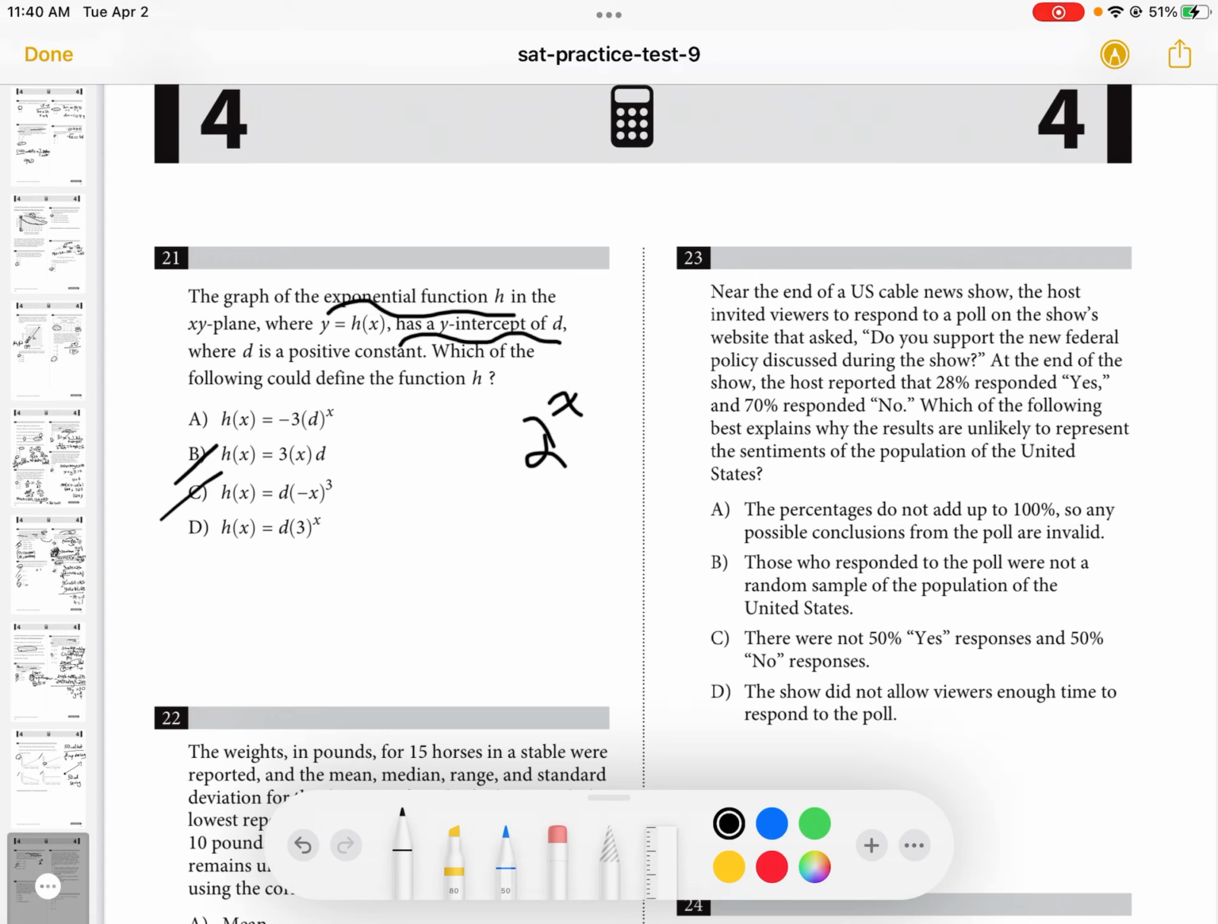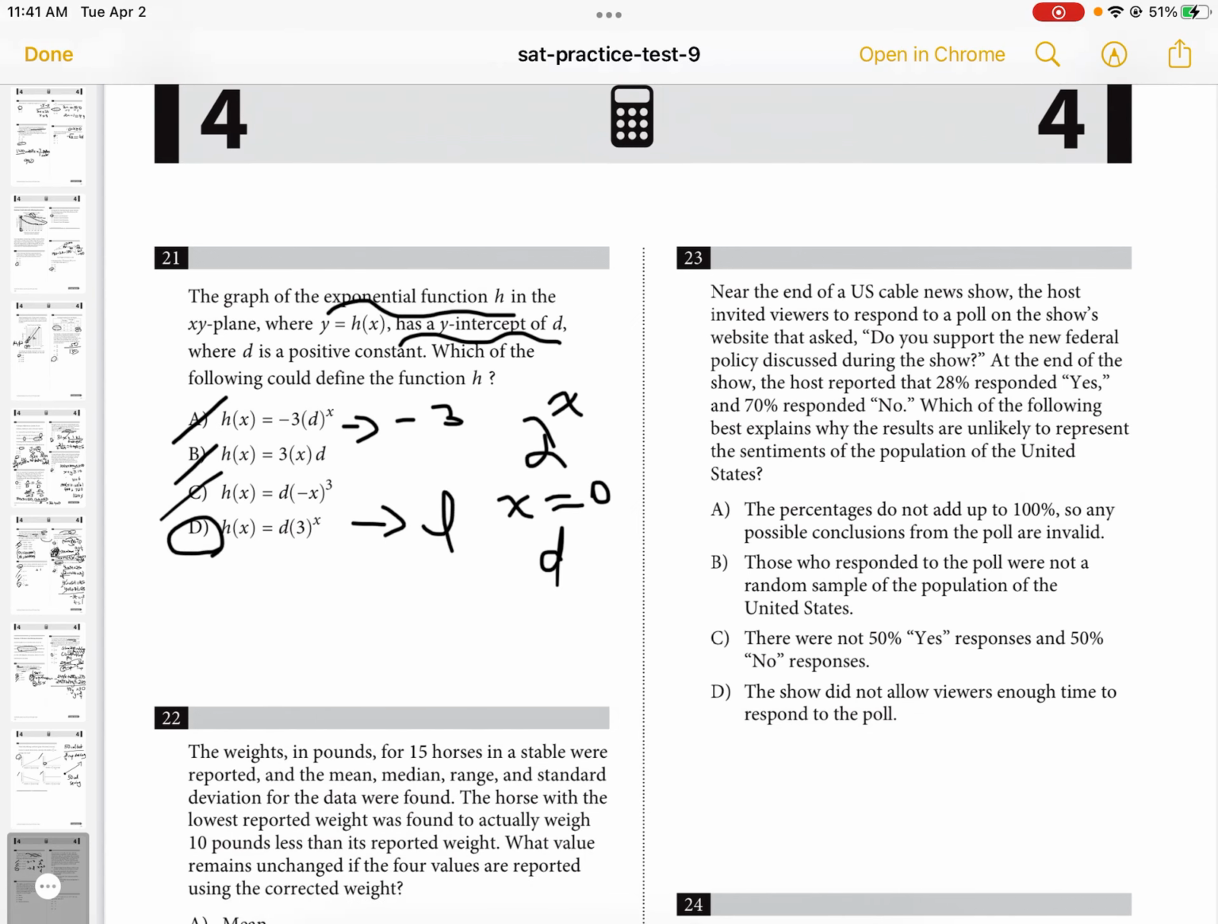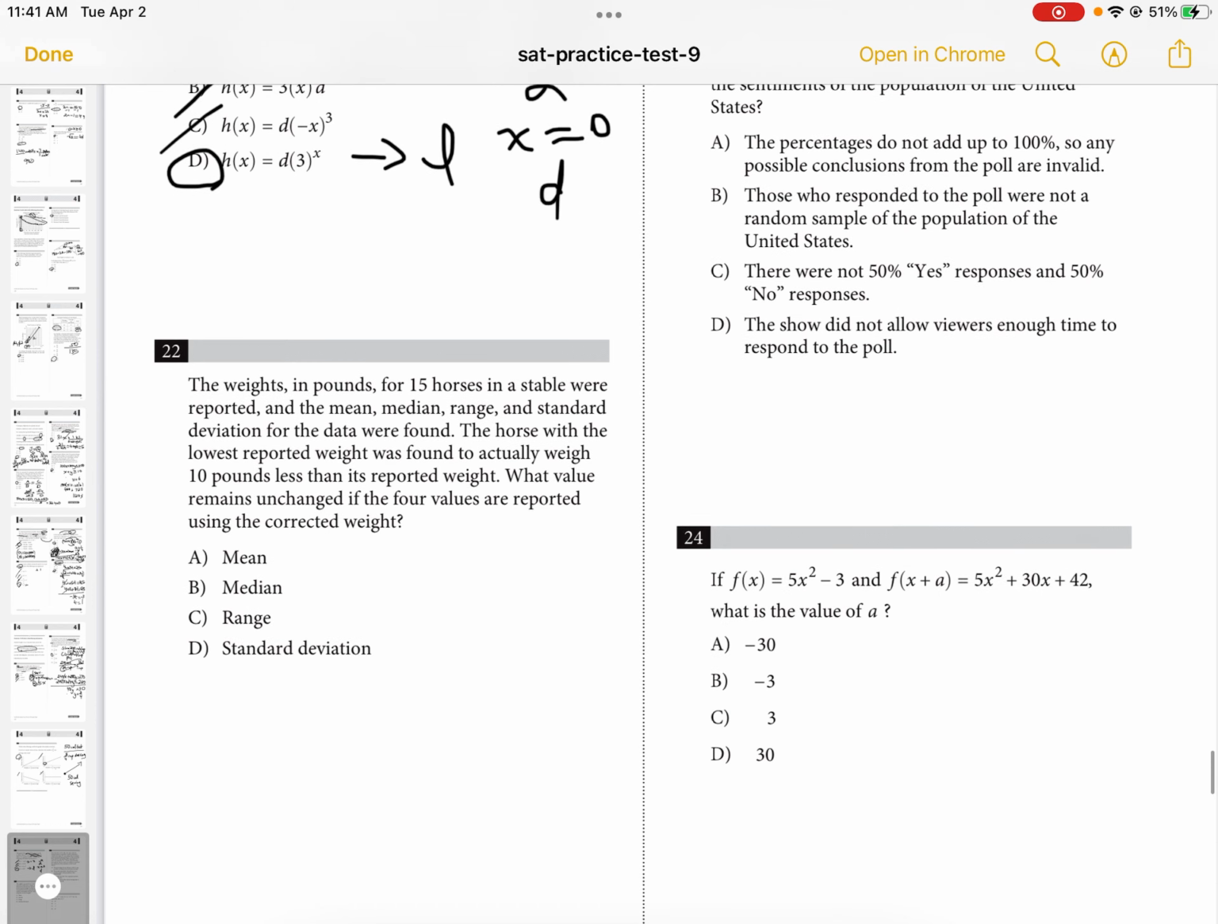And we know that it has a y-intercept of d. So when we plug in x equals 0, we should get d as a result. When you plug in x equals 0 here, we get negative 3. That's not it. When we plug in x equals 0, we get d. So D is the answer. On to the next question.